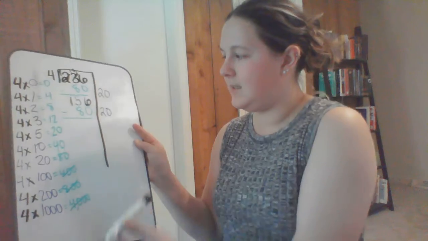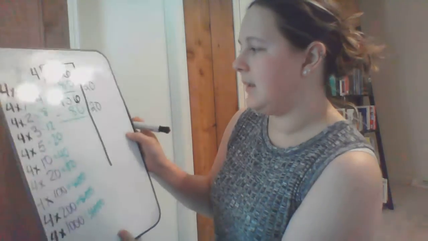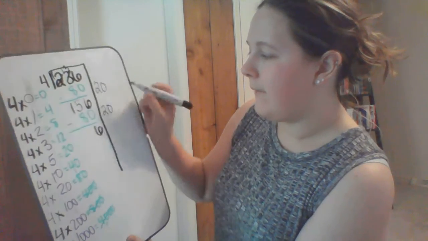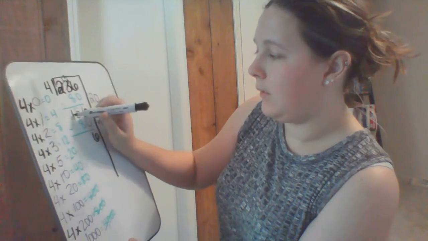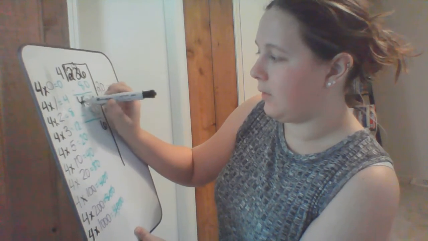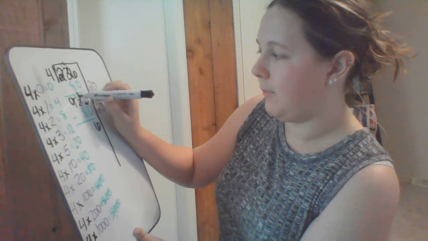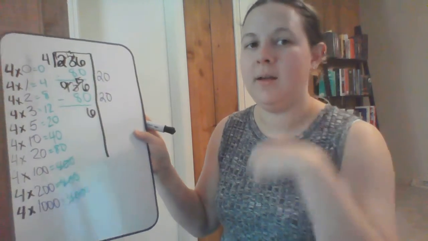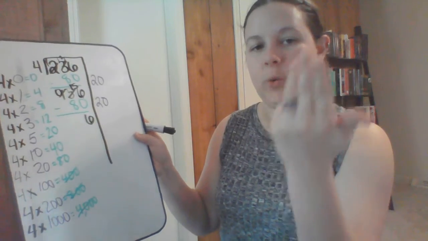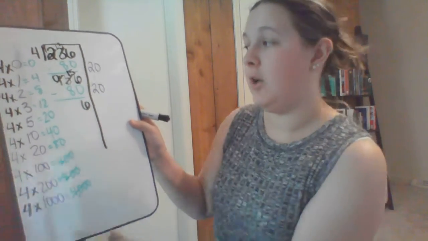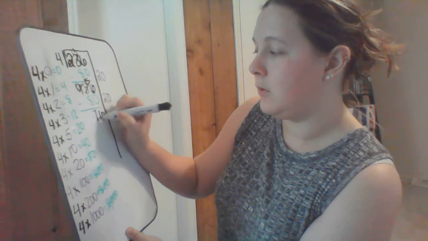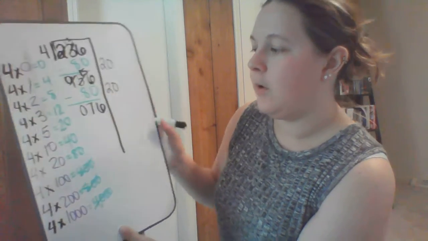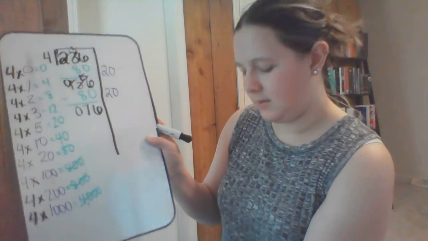So 6 minus 0 is 6. 5 minus 8, can't do it. 1 becomes a 0. 5 becomes 15. 15 minus 8, I'm going to put 8 in my head. 9, 10, 11, 12, 13, 14, 15. So that would be 7. 0 minus nothing is 0. All right, my new problem is 76.